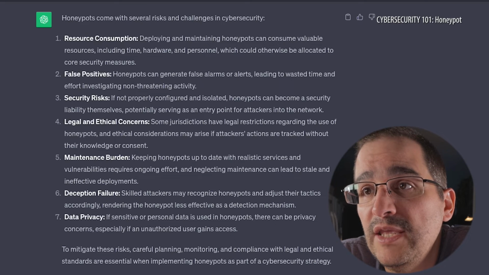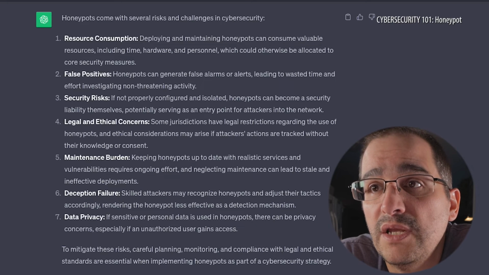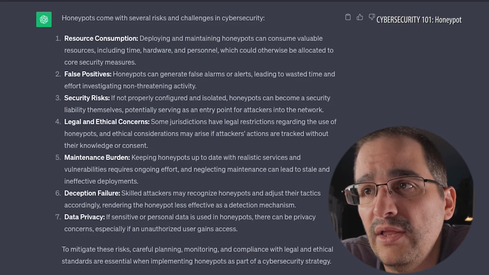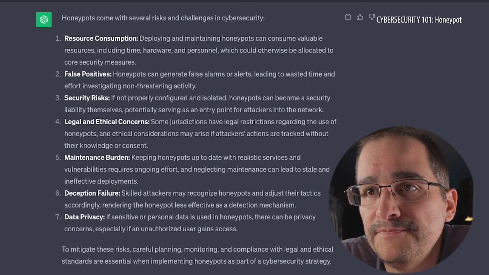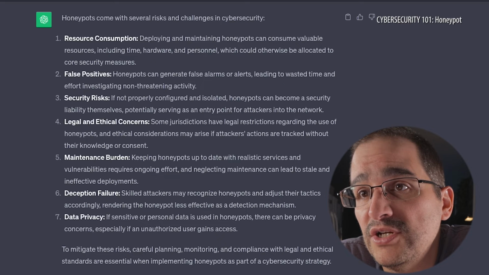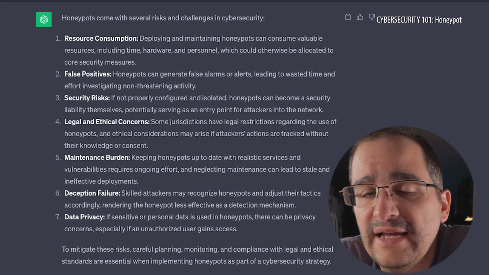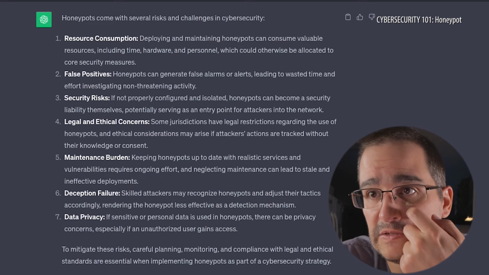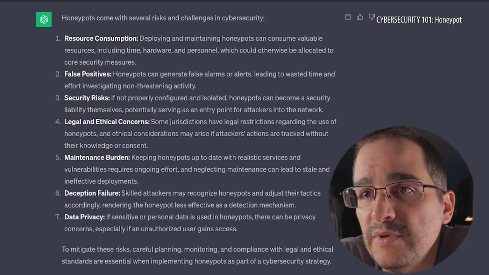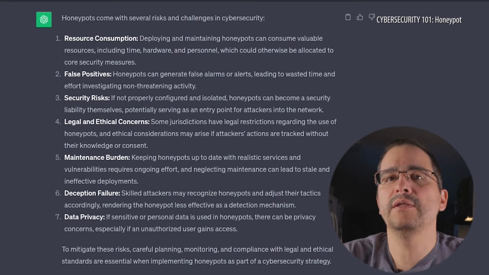Maintenance burden. Keeping honeypots up to date with realistic services and vulnerabilities requires ongoing effort, I would imagine, and neglecting maintenance can lead to stale and ineffective deployments. So, deception failure. Skilled attackers may recognize honeypots and adjust their tactics accordingly, rendering the honeypots less effective as a detection mechanism. All right, and then data privacy. So if sensitive or personal data is used in honeypots, there can be privacy concerns, especially if an unauthorized user gains access. All right, so that makes sense.